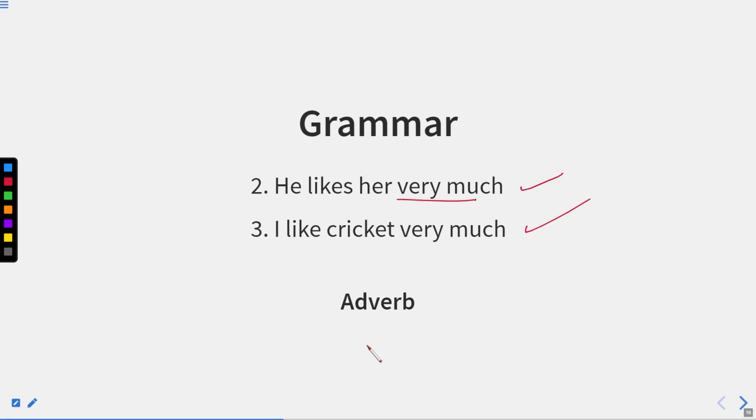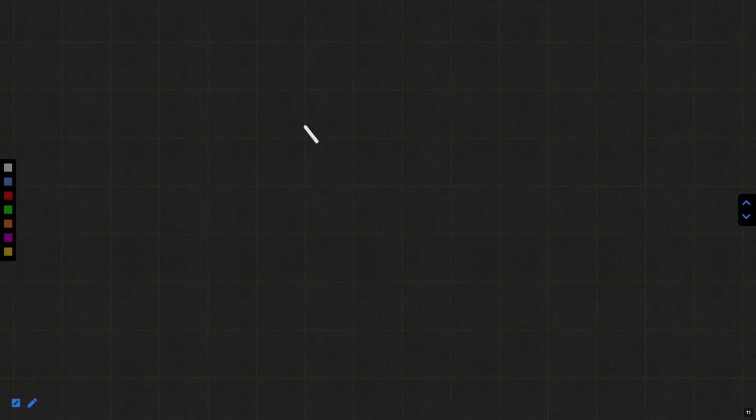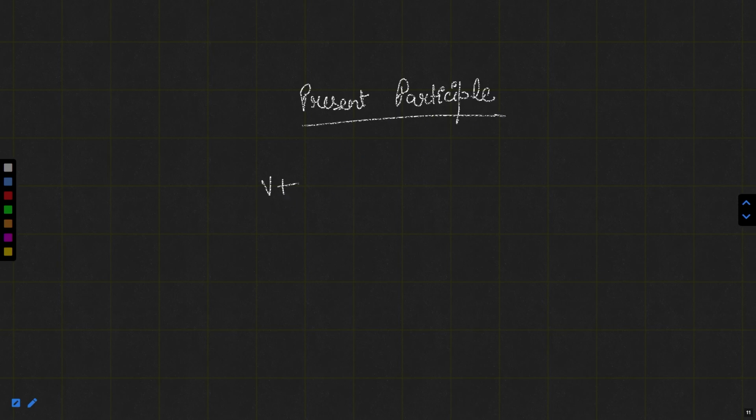Now let us move to the next one. Now there are two more things. We read in adjective as well as in verb that we have present participle. Now let me discuss this with you individually. We have present participle. Now what is present participle? Present participle is actually when we add ing to a verb.